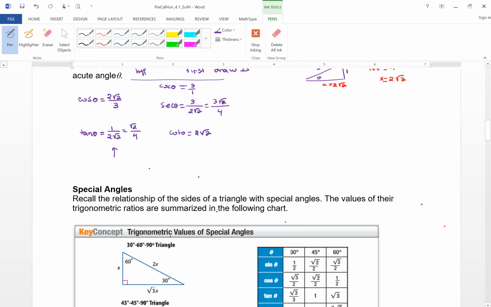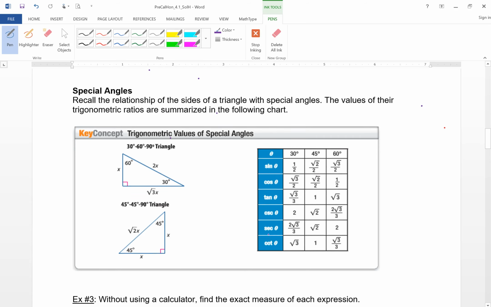So, right triangles can have a variety of angles, but we know that there are 2 right triangles which are called special triangles because they are constructed of special angles. One is the 30, 60, 90 triangle, and the other one is the 45, 45, 90 triangle.